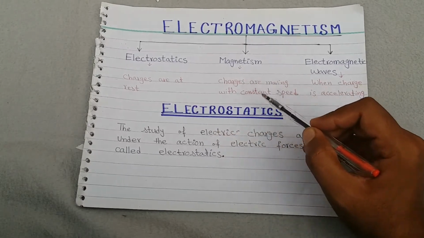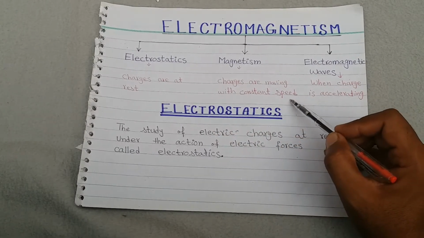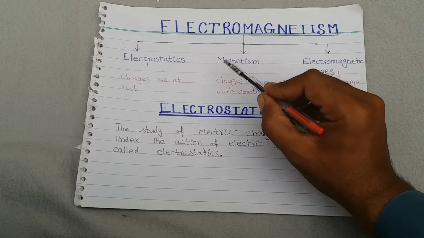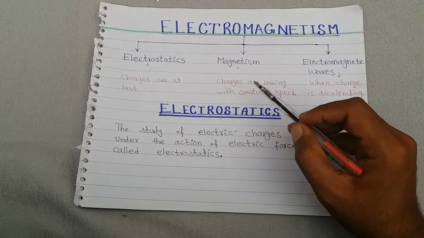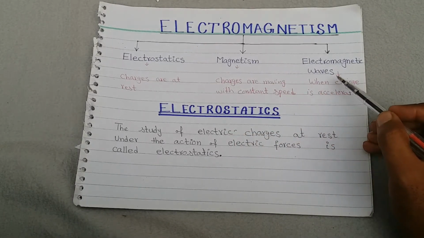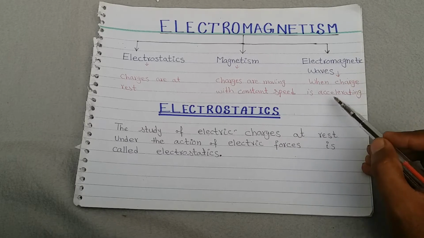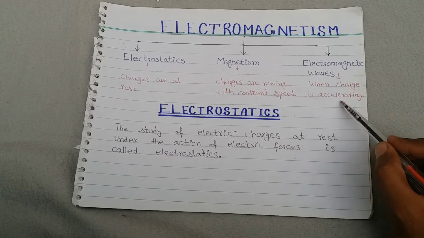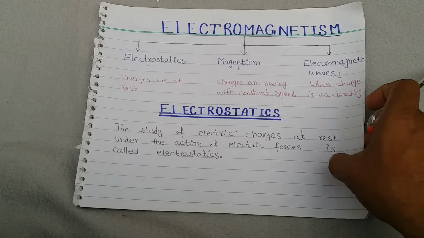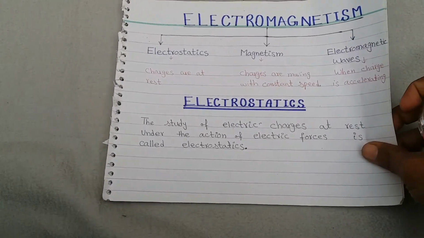And in magnetism, charges are moving with constant speed. The basic difference between magnetism and electrostatics is that in electrostatics charges are at rest and in magnetism charges are moving. In electromagnetic waves, charges are accelerating. So our basic concentration is on electrostatics.